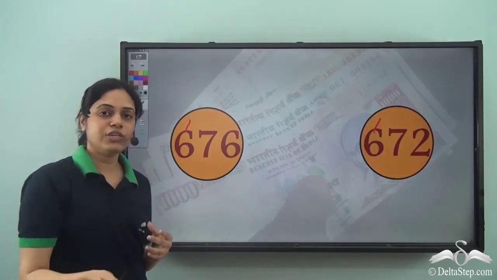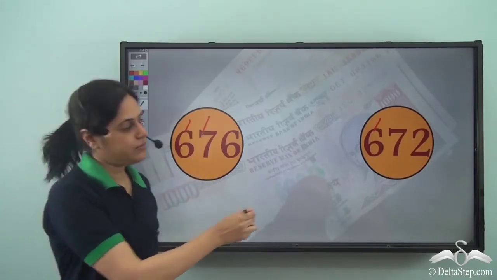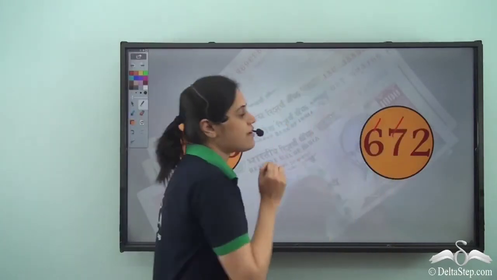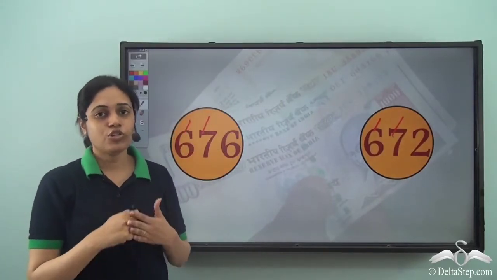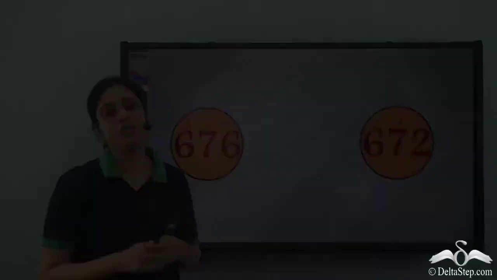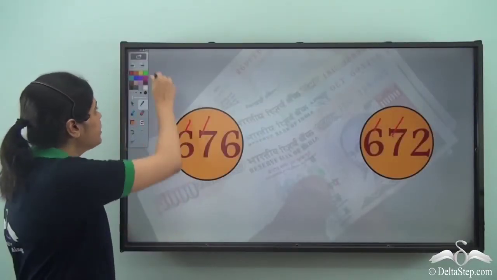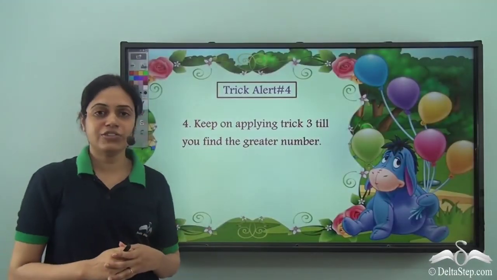So we move on to the next digit. The next digit here is 7 and the next digit here is 7 again. So how do we compare these two numbers then? The third trick is also not working. Well, don't worry. We have another trick.